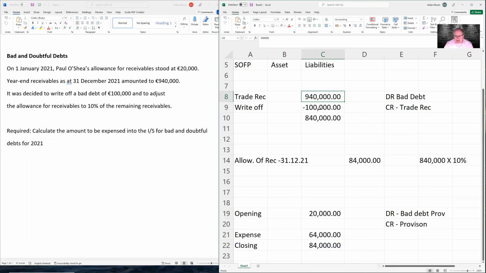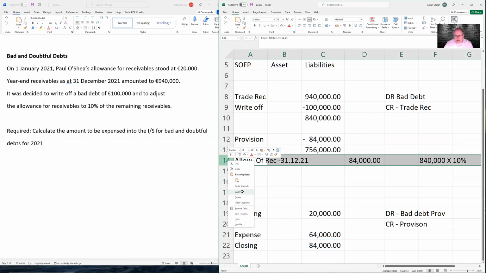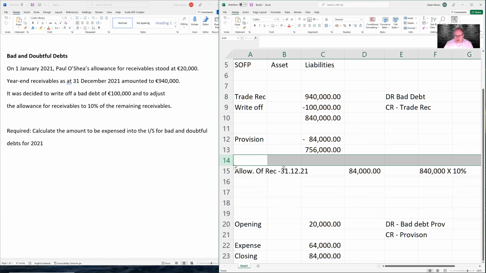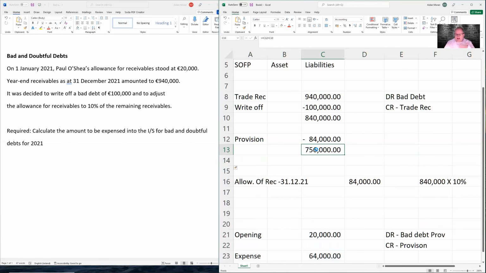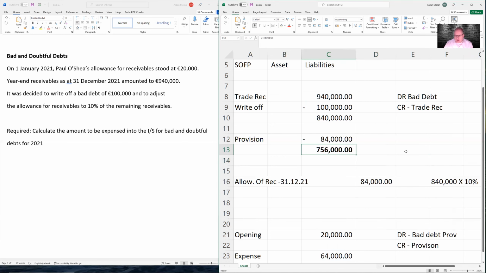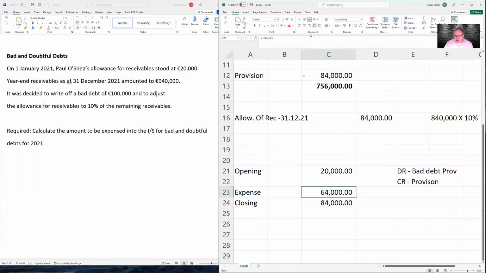So what's my answer? Well, my trade receivables at the end of the year were 940. I took off 100K, so I am down to 840. I now need to reduce it by the provision, which is going to be 84,000. So my new trade receivables in my statement of financial position as at the 31st of December 2021 is going to be 756. My expense in the income statement is going to be 100,000 for the bad debt that I wrote off, plus the 64,000 expense.